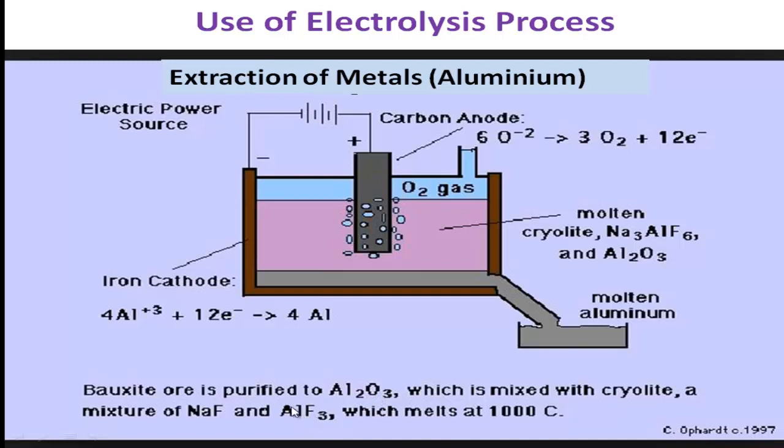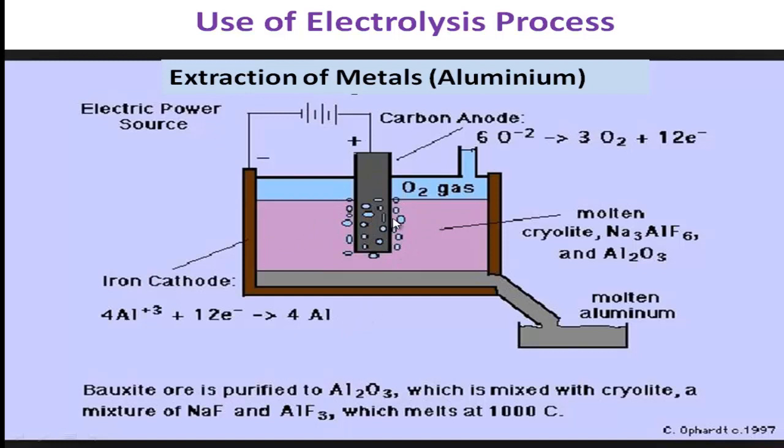For this, cryolite is used here. Okay, we will learn about it in next chapters, no problem. So when we melt alumina, which ions are present inside the alumina? Aluminium ion and oxide ion, isn't it?